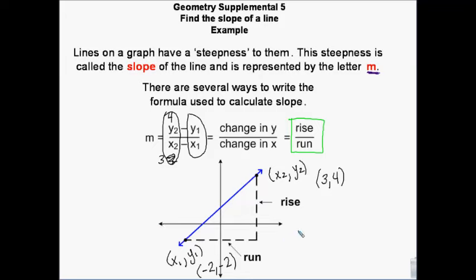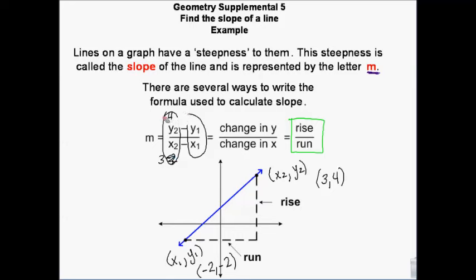So it doesn't matter which one you say is first. You could pick negative 2 and negative 2 to be first, or you can pick 3 and 4 to be first. Yeah, the y has to go on the top always. It's always y on the top over x. That matters. Y is always on the top, x is on the bottom, and whichever y you pick to go first, the matching x has to go first. Does that make sense? Okay.